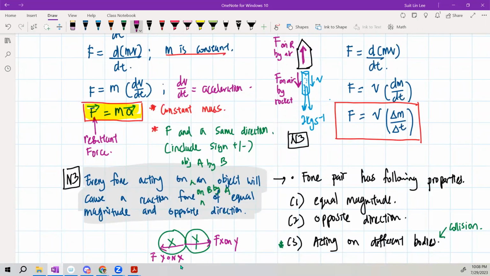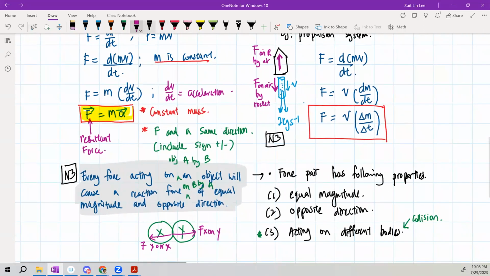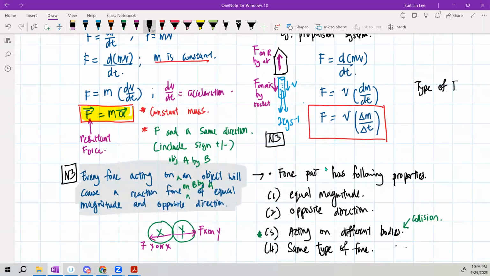And the final thing about your Newton's third law, number 4, is that it must be the same type of force. So the same type of forces we talk about: weight. I like to tell students it is WTFN. So I'm just going to list out the types of forces here, at least to the relevance of mechanics. WTFN.